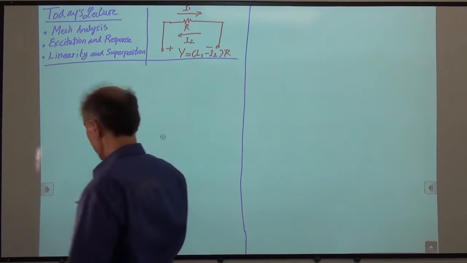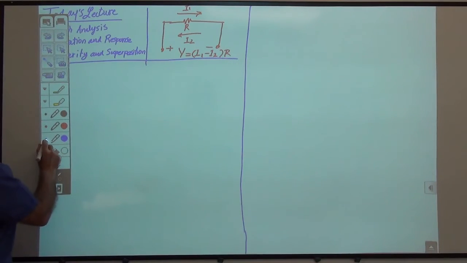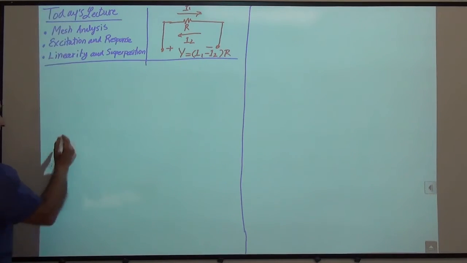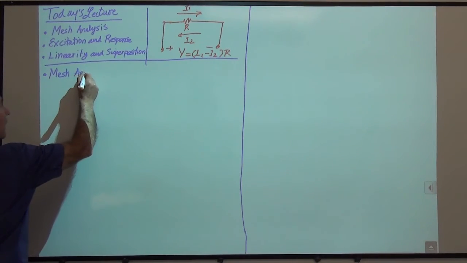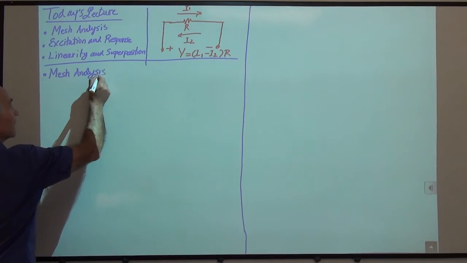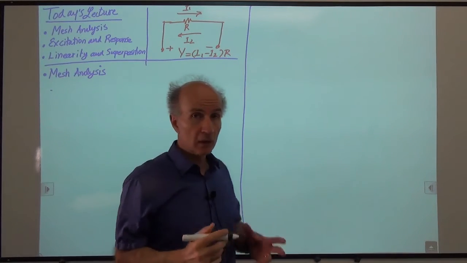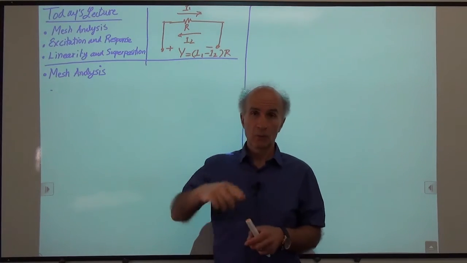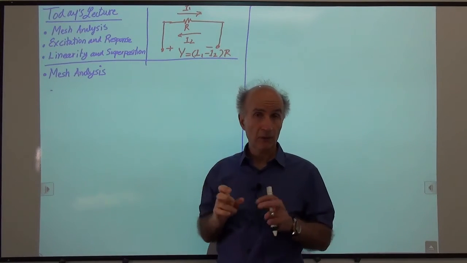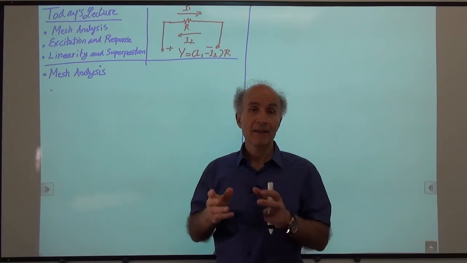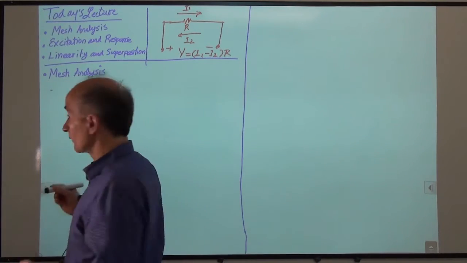Okay, so let's talk about mesh analysis and see what it takes to perform this type of study of circuits. All right, so mesh analysis. So first I have to tell you what a mesh is. A mesh is a loop in a circuit. A loop meaning we start from a point and we come back to that point. But a mesh is a particular type of loop. It's a loop that does not contain any other loops within it. So it's the smallest loop you can find.